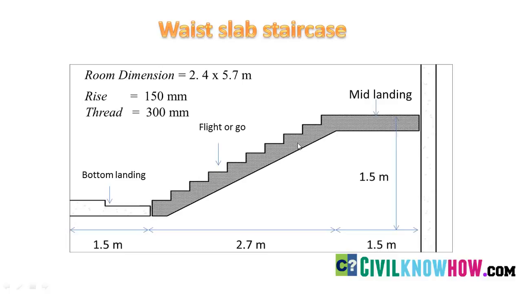Here we are going to assign the staircase in a room dimension of 2.4 by 5.7 meter. When we go for modeling, we are going to only model the waist slab in the case of the flight or a go, and the steps are going to be assigned as a dead load. You will get better clarity about this as you go ahead with this tutorial.